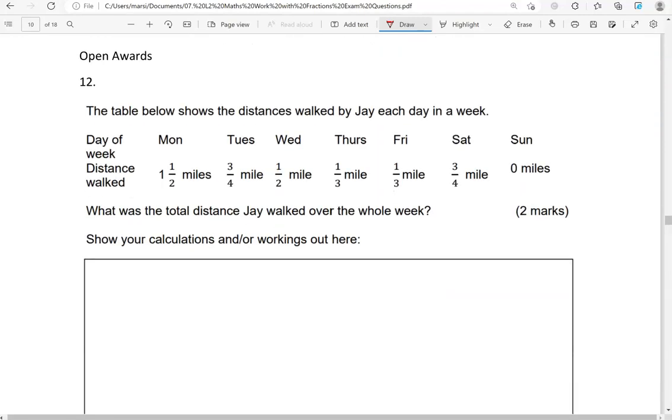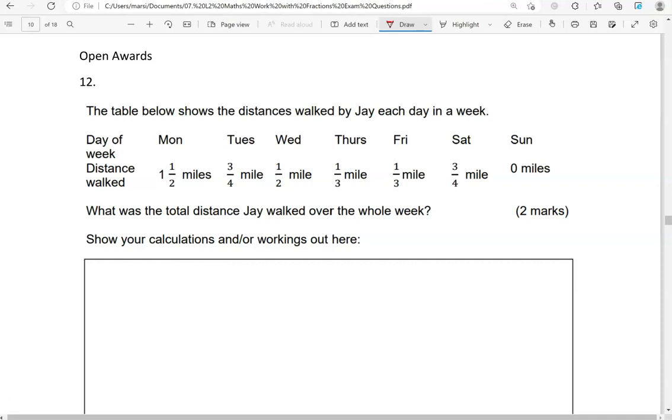The table below shows the distances walked by J each day in a week. Got day of week, Monday, Tuesday, Wednesday, Thursday, Friday, Saturday and Sunday. Distance walked, we've got 1.5 miles for Monday, 3/4 miles for Tuesday, half a mile for Wednesday, third of a mile for Thursday, third of a mile for Friday, 3/4 for Saturday, and 0 miles on Sunday. What was the total distance J walked over the whole week? Show your calculations and the workings out here.